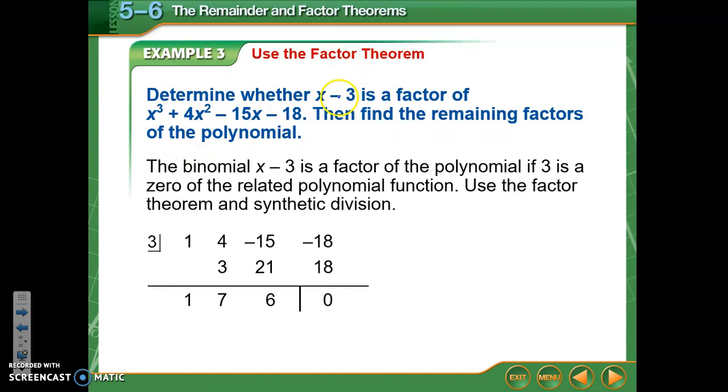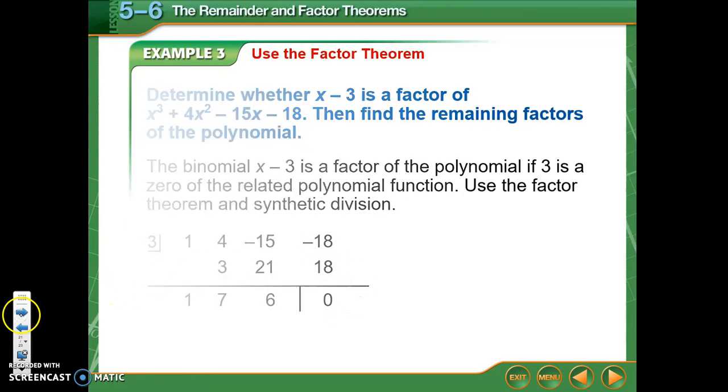Since my divisor is x minus 3, I put a positive 3 here. These are the coefficients, 1, 4, negative 15, and negative 18. Those are the coefficients of the dividend. Bring down the 1. 1 times 3 is 3. 4 plus 3 is 7. 7 times 3 is 21. Negative 15 plus 21 is 6. 6 times 3 is 18. And when I add that to negative 18, I get a remainder of 0.